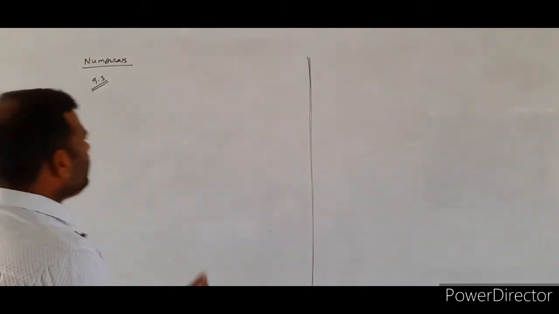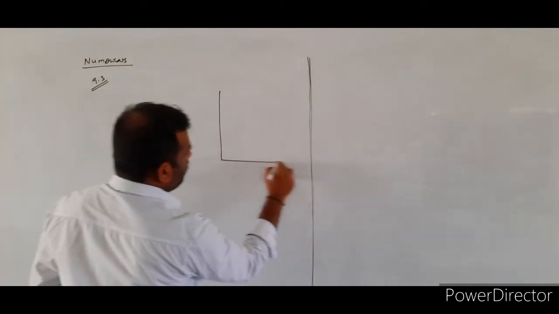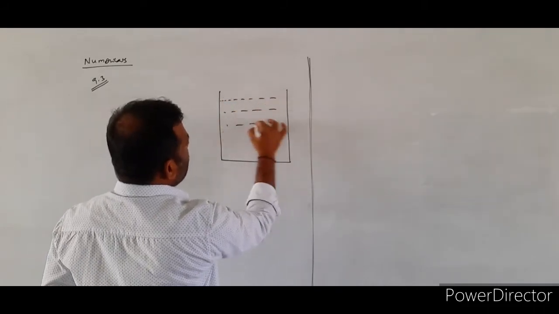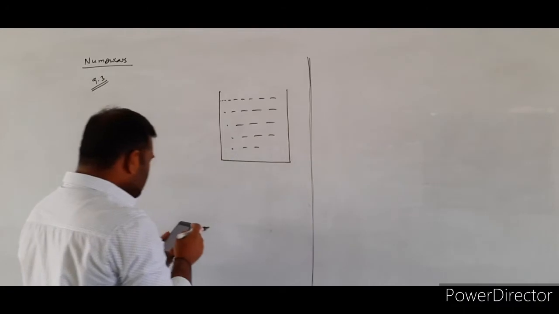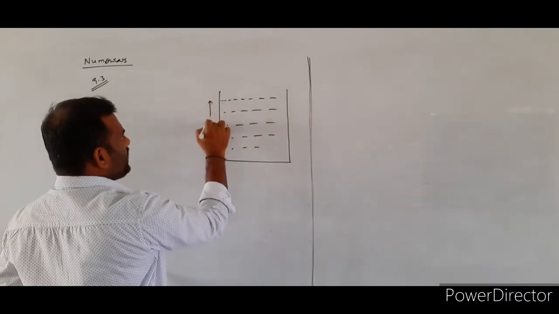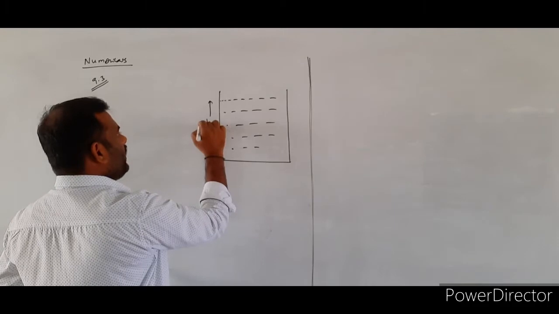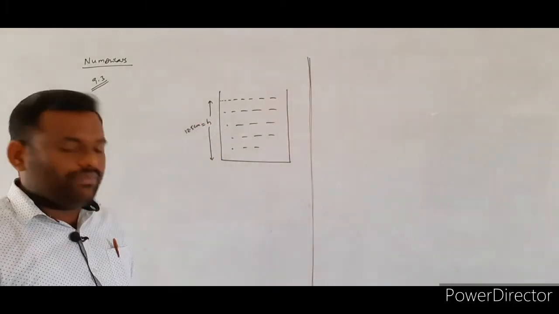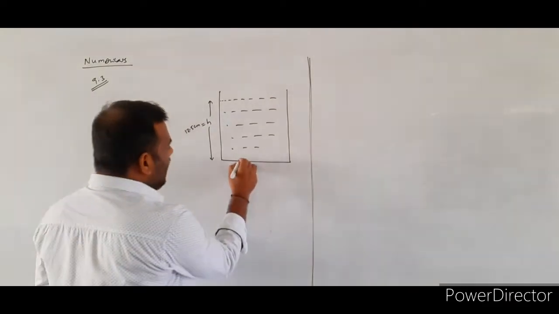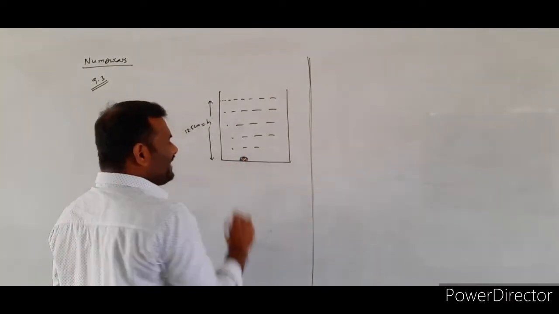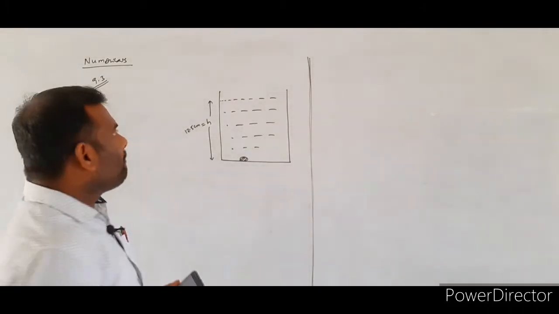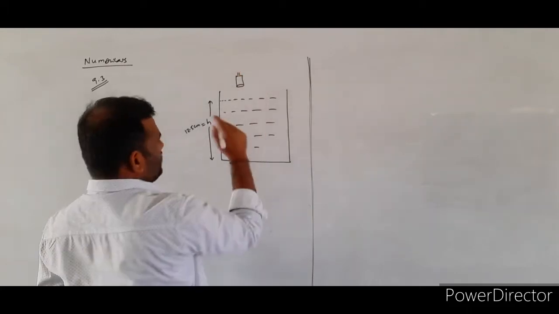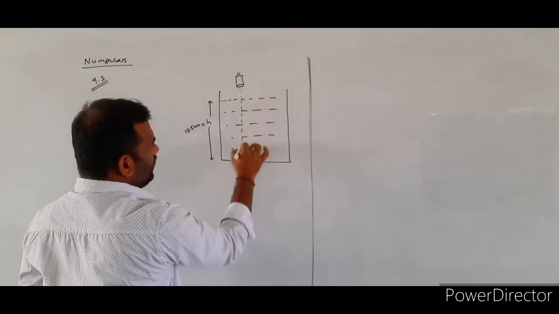See here, we consider one tank. This tank will be filled with water up to what height? The actual depth of the water is H equal to 12.5 centimeter. Now, at the bottom of the tank, an object will be there. And by using the telescope, we are viewing the object.